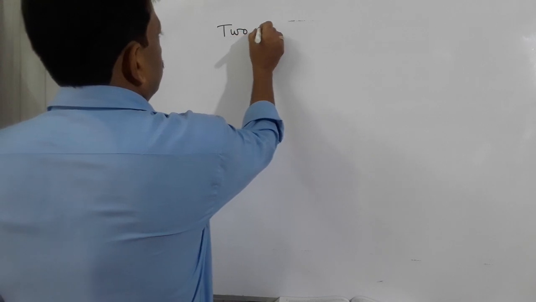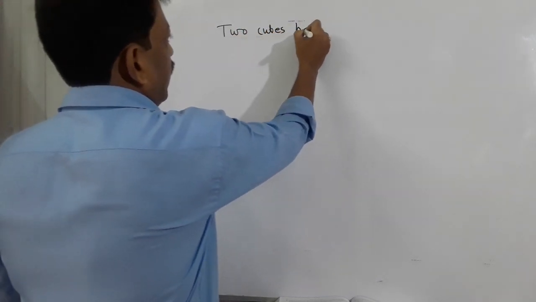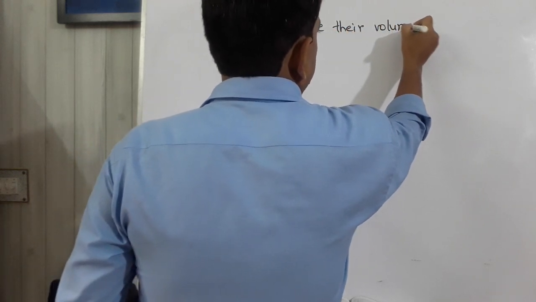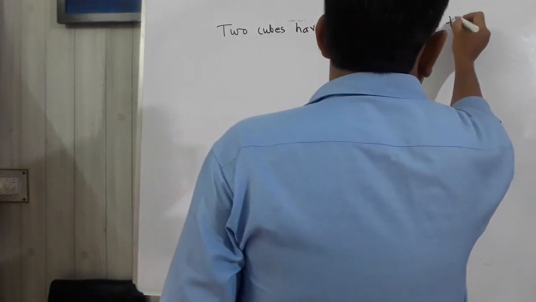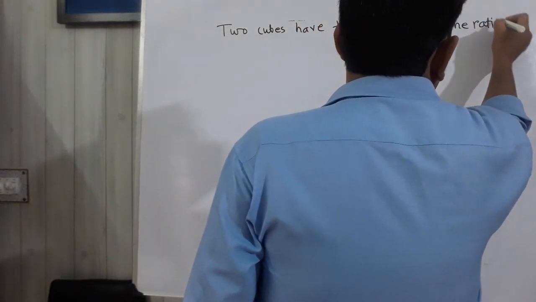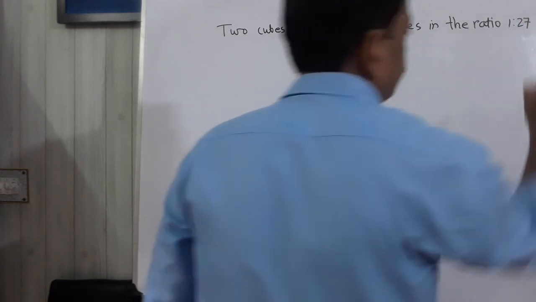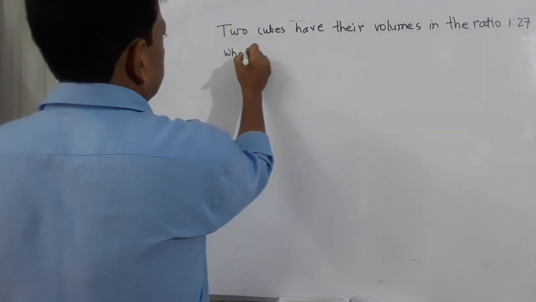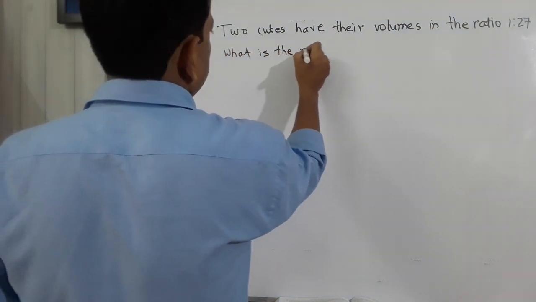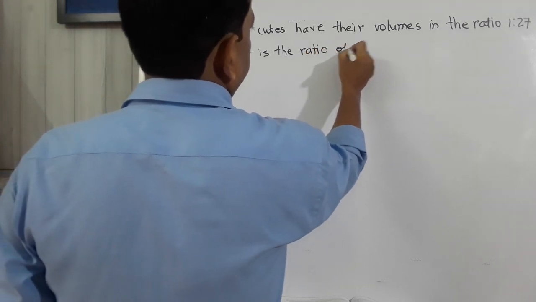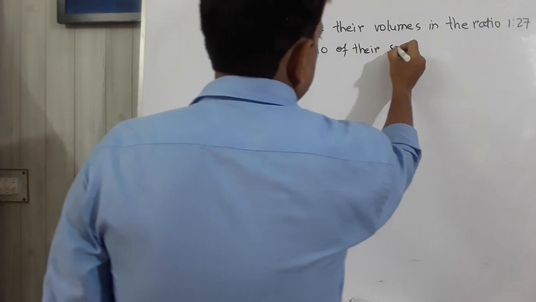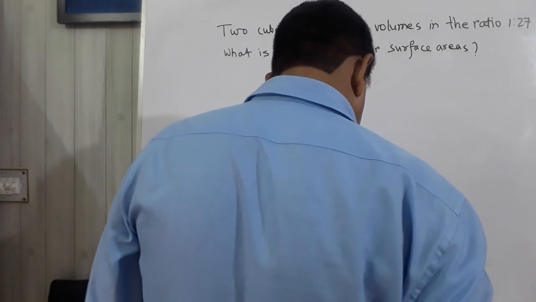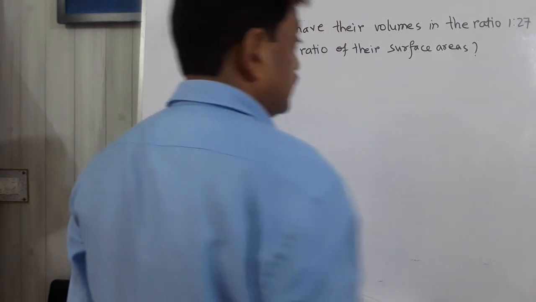Two cubes have their volumes in the ratio 1:27. The ratio of their volume is 1:27. What is the ratio of their surface areas?